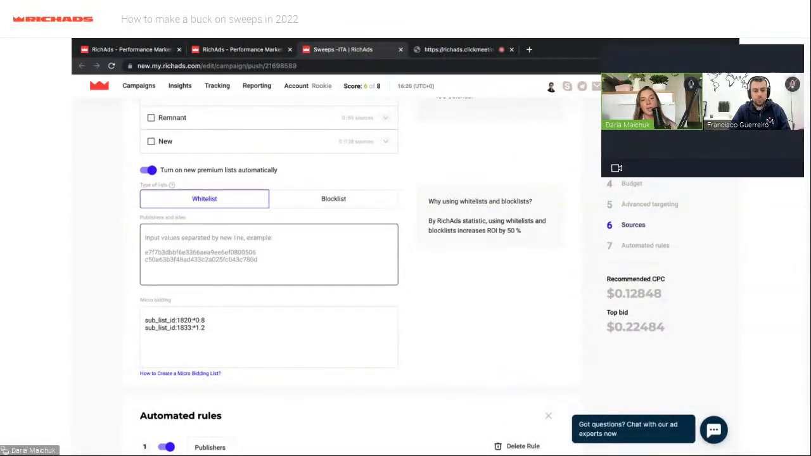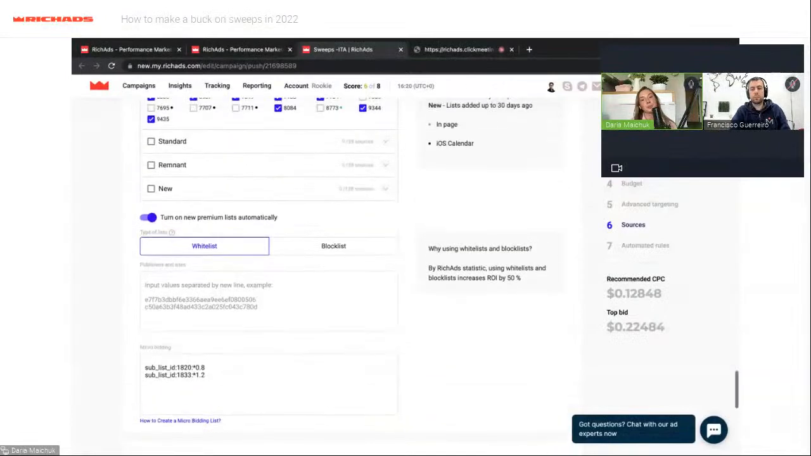In whitelist, we can put sites and publishers, and you will get traffic only from them. And blocklist: you will not get traffic from these sites and publishers. I recommend to use blacklist because with a blacklist your campaign will not burn out and it will live longer. With whitelist it will be good for campaigns that can live only 2 or 3 days.